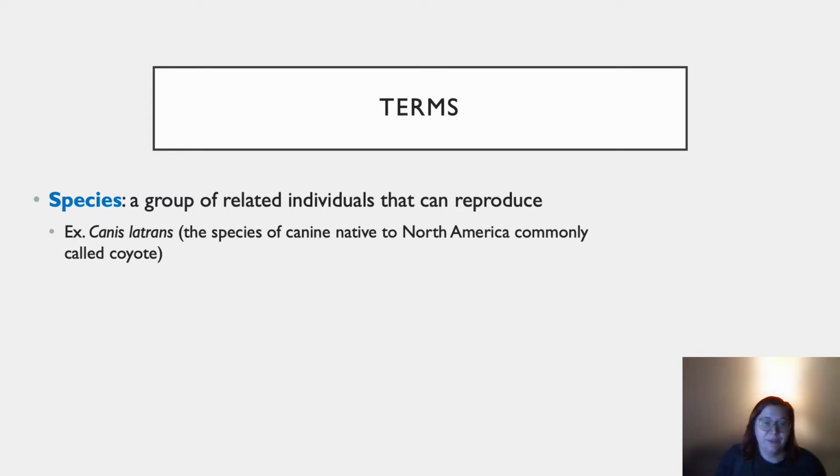So an example of a species is coyote. Their species name is Canis latrans. It's a species of canine native to North America. We usually call this species coyote.